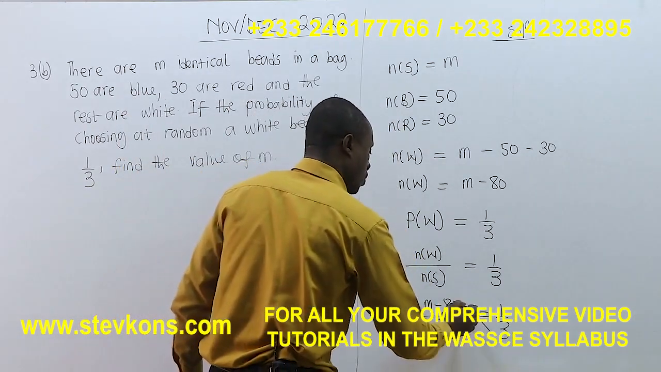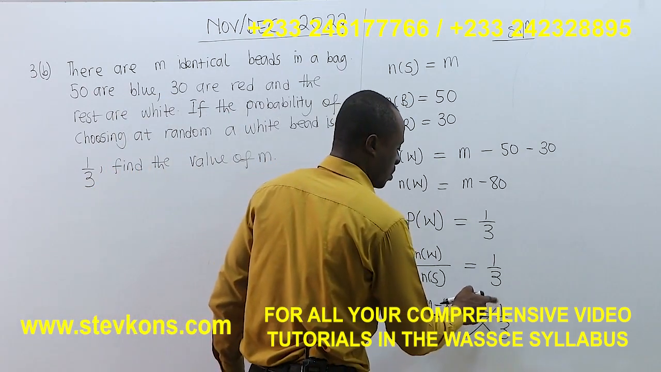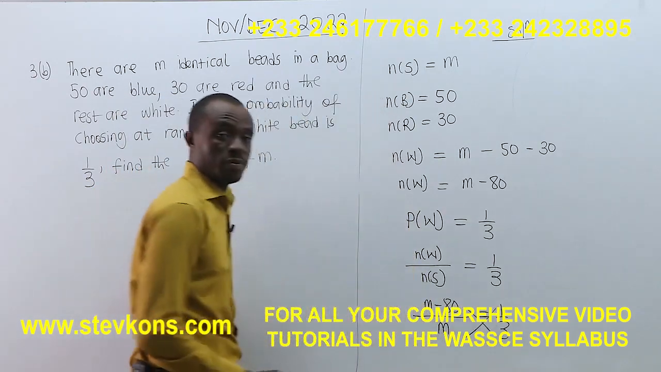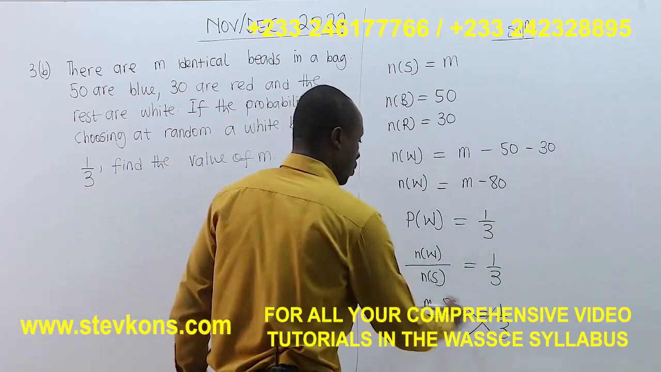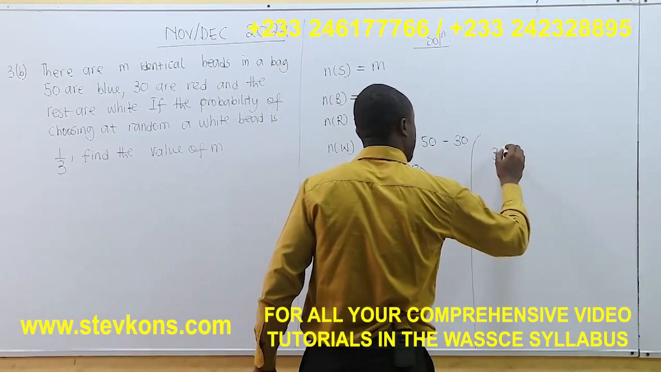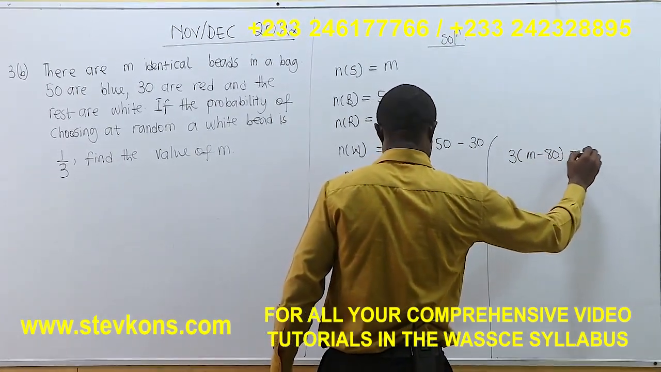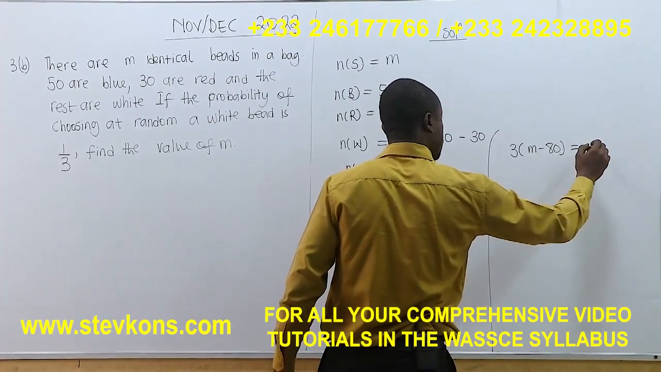This is equal to 1 out of 3. From here, what do we do? We cross multiply. So 3 will multiply everything here. So we have 3 times M minus 80 equal to M times 1.